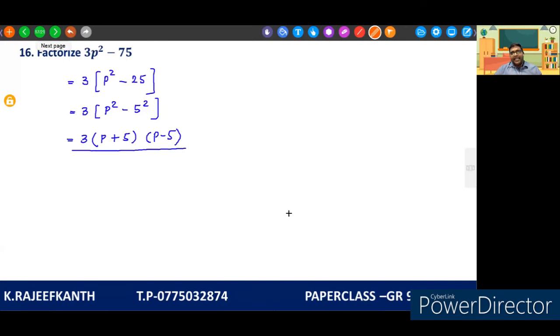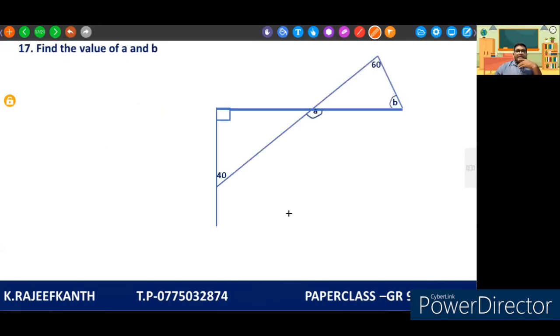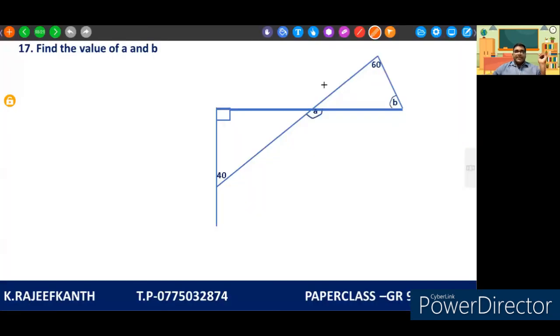Question number 17. Here find the value of A and B. Right, here there are two triangles. Here this is 40 degrees, this one 90 degrees. This A is the exterior angle of this triangle, right? And also this A is the exterior angle of this triangle also. So here we will take this A as the exterior angle of this triangle first.